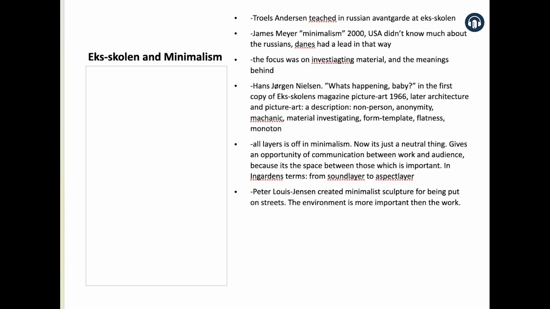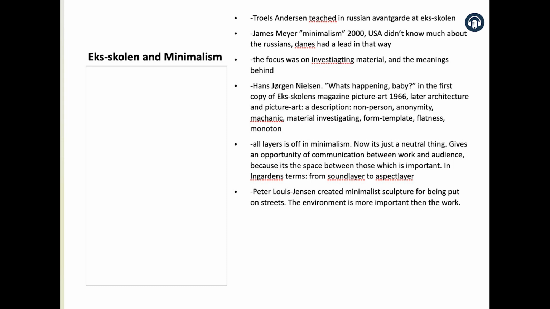Troels Andersen taught the Russian avant-garde at X-Skolen. James Meyer's Minimalism 2000 is a book. The USA didn't know much about the Russians. Danes had a lead in that way. The focus was on investigating material and the meaning behind.